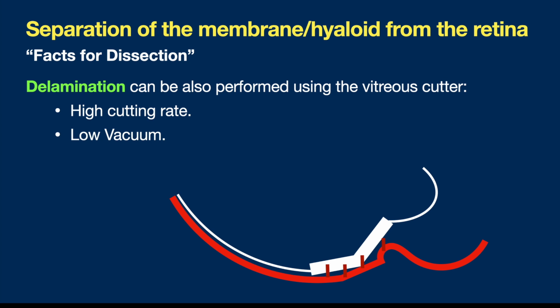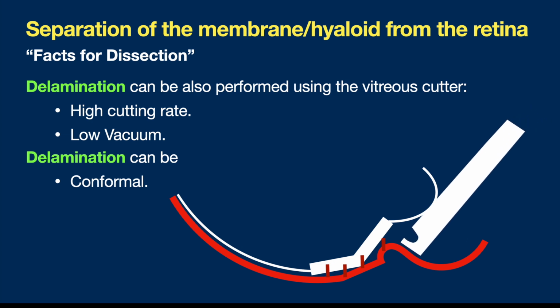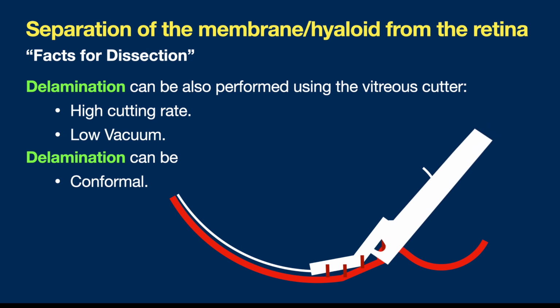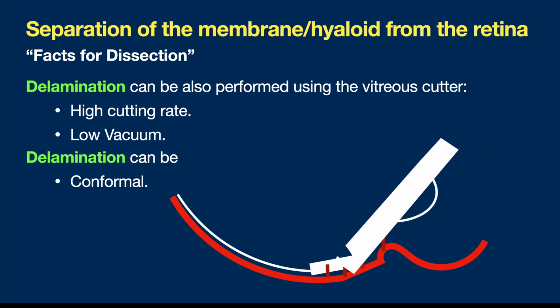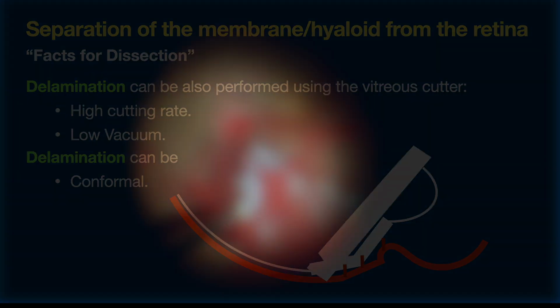Here we use the vitreous cutter with conformal delamination, which means that the vitreous cutter is moving in the space between the traction and the retina. And when the vitreous cutter moves, we feed the port the membrane, and it moves on the retina, shaving the membrane, like in this video.